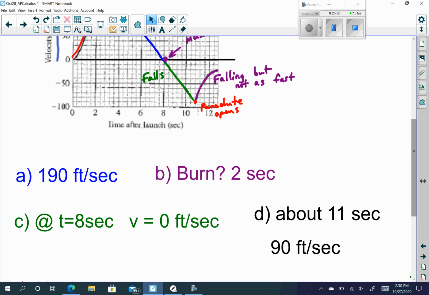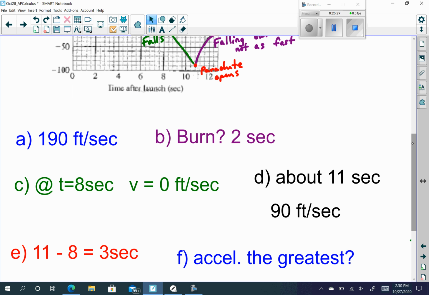E, how long did the rocket fall before the parachute opened? So it started falling at 8 seconds, parachute opened about 11 seconds, so that's going to give us 3 seconds. And then F, when was the rocket's acceleration the greatest? When was the acceleration constant?